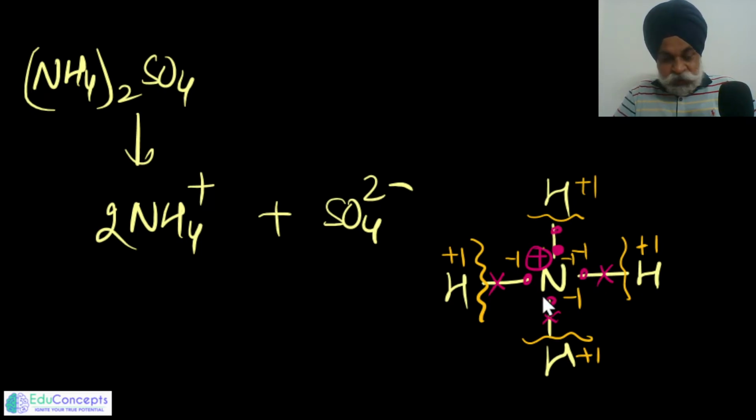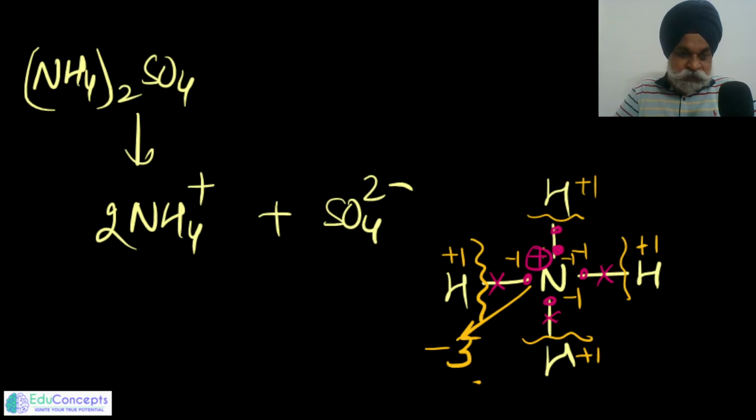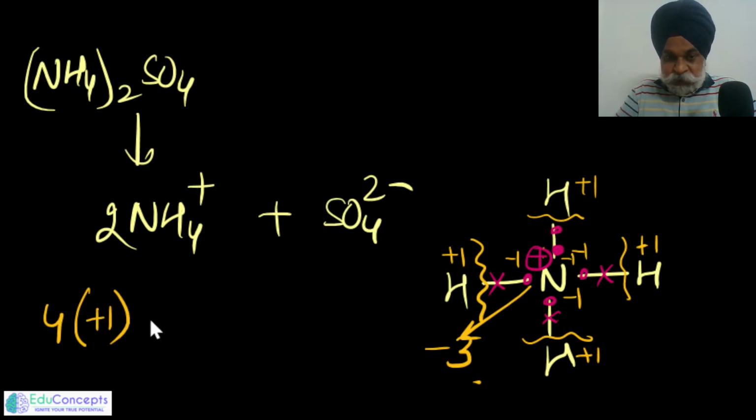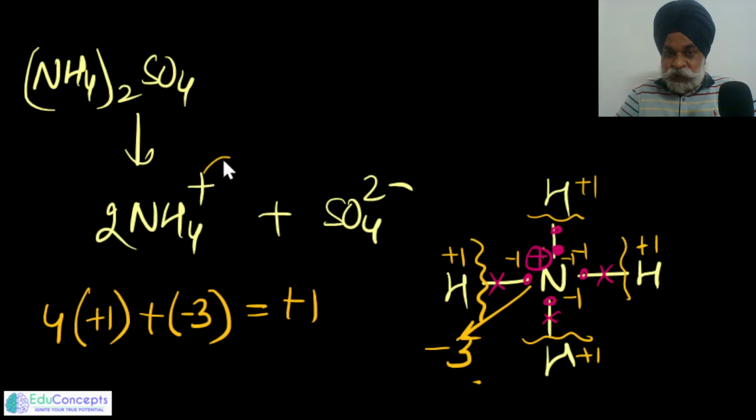Because nitrogen is also carrying 1 positive charge, actual charge, the actual charge and minus 1 get nullified, so the total oxidation state comes out to be minus 3, and for all the hydrogen it comes out to be plus 1. The algebraic sum of the oxidation states of all the elements is equal to the charge, that is 1 positive. So 4 hydrogens in plus 1 oxidation state, plus minus 3 of the nitrogen, has to be equal to plus 1, that is the charge on the ion. So this comes out to be equal.